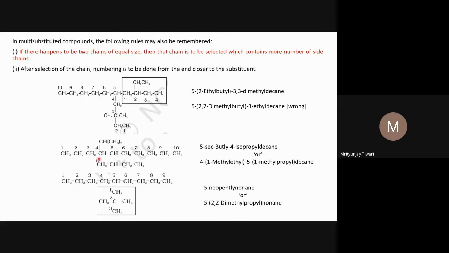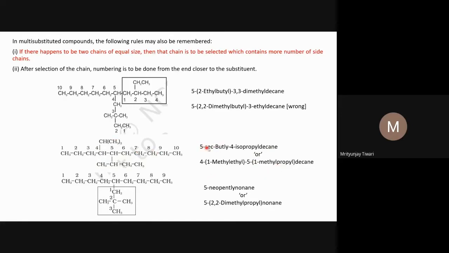represents this branched alkyl group or branch substituent. This also represents the 1-methylethyl branch substituent, so they are written in parentheses and then decane. So this can also be the IUPAC name. This is also an IUPAC name. Both are correct.